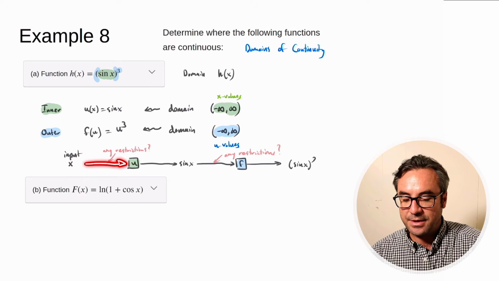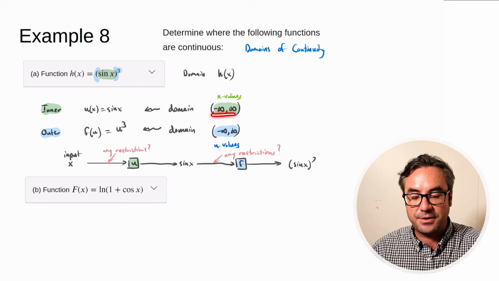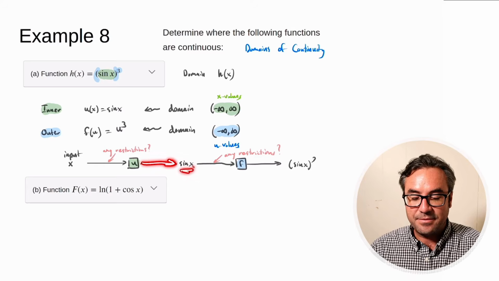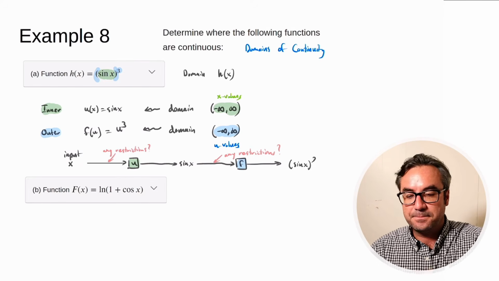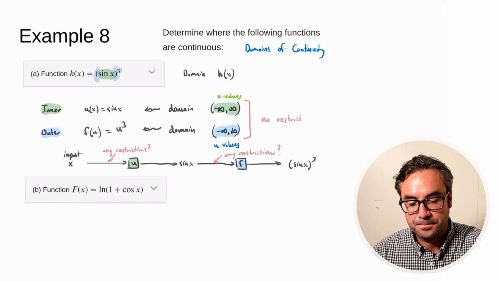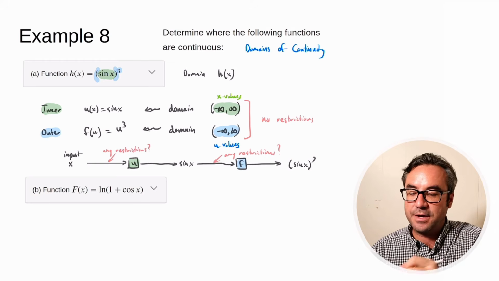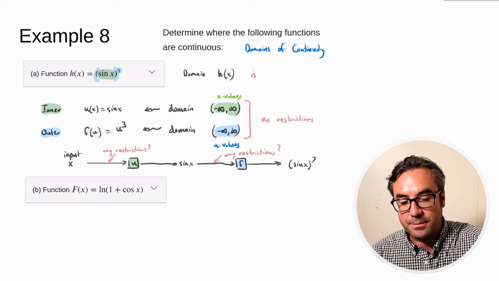So all of my possible x values make it through the u filter, and then I get sine of x, and then all of those values make it through the f filter there. So I can essentially plug anything in. There are no restrictions for this one between these. So that means because there's no restrictions, all of my x values work. That means the domain of h of x is all real numbers.